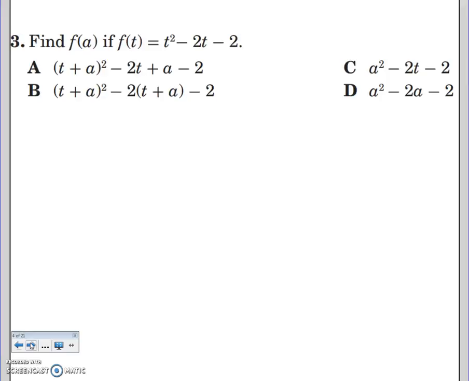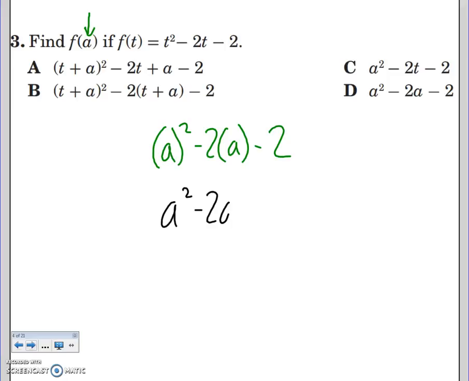3. Find f of A if f of t equals that. Well, look, inside the parentheses is A. That's what I'm going to plug in. So wherever t is, I'll plug in A. So it'll be a squared minus 2 times a minus 2, which we actually don't need the parentheses here, so just a squared minus 2a minus 2. This was D.